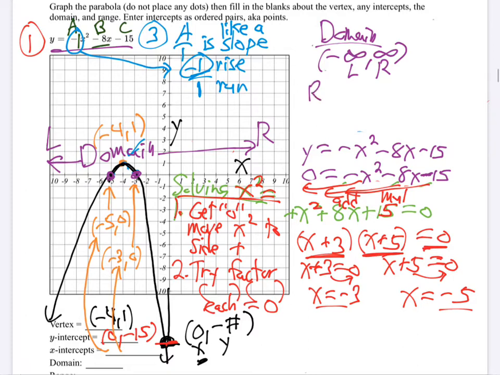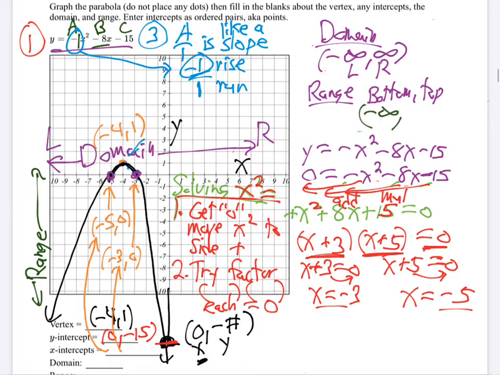What's the range? So range is bottom, comma, top. Range is how far down, how far up does it go? What's the bottom of this graph? Well, it goes down forever, -infinity. What's the top? The top is right here. This is the top, which is 1, isn't it? And it's a bracket because it hits the 1 straight on, not a parenthesis. It doesn't just get close to 1. Remember, parenthesis means you just get around it. Bracket means you're straight on it. So from -infinity to 1.